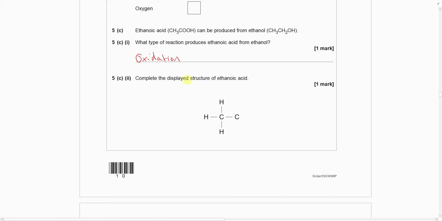5C, complete the displayed structure of ethanoic acid. So here you've been given the displayed formula of ethanoic acid, so you can just translate that. So you've got the CH3 here. You have to remember the functional group of this, and it looks a bit like this. So you've got your double bond, and then you've got your O, and then you've got your H. Okay, and that's obviously showing you've got a carboxylic acid there.